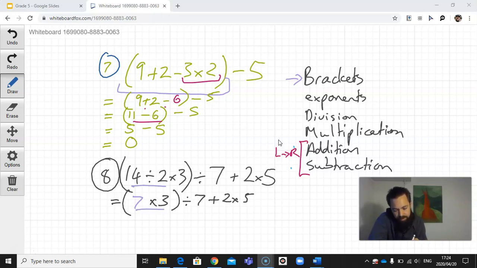Next, I'm going to do that. 7 times 3 is 21, divided by 7, plus 2 times 5. Division is my next one, because I've got no brackets or exponents. I'm going to start with this one. 21 divided by 7 is 3. Everything else is staying where it was.